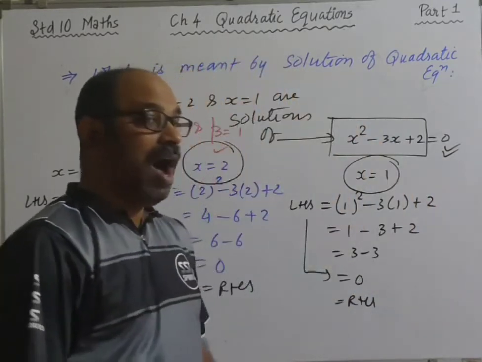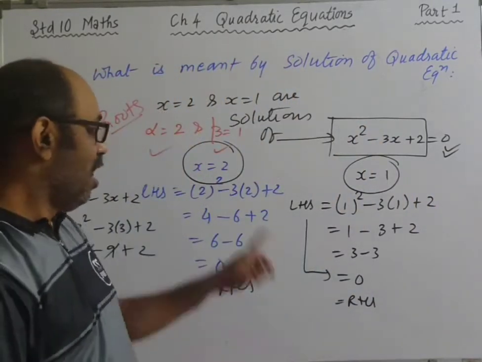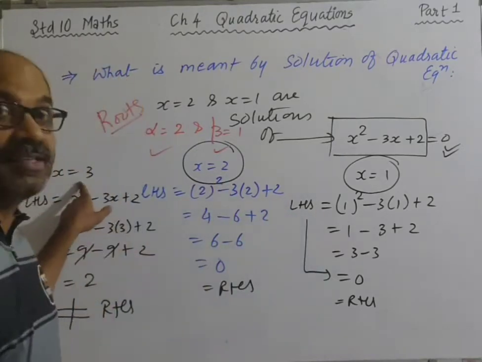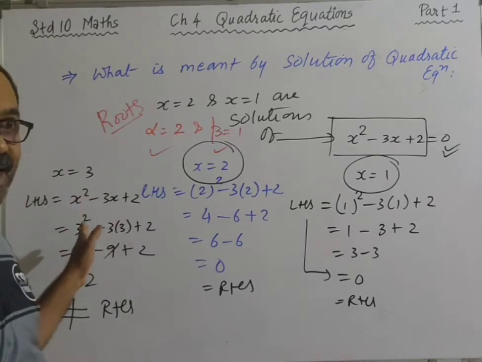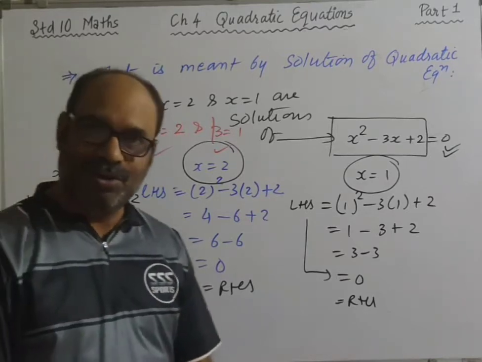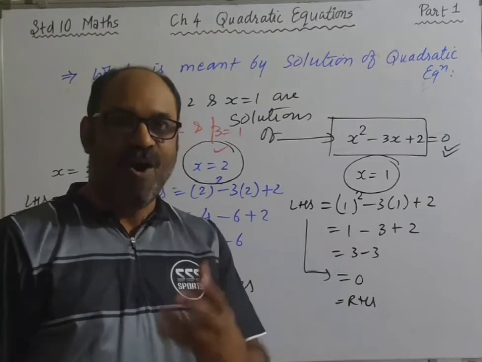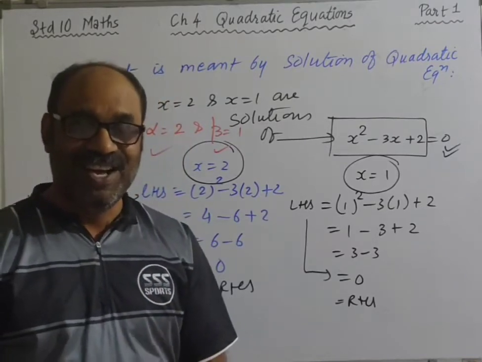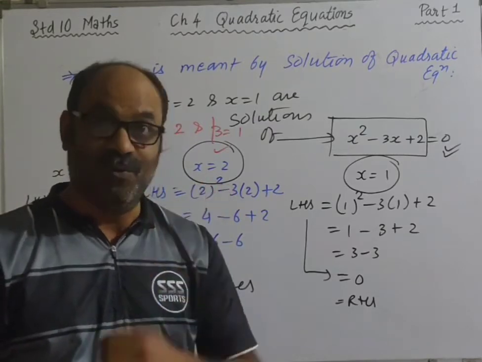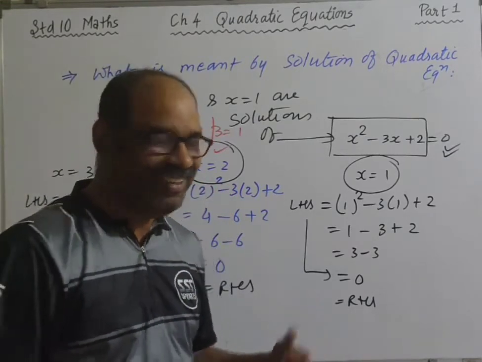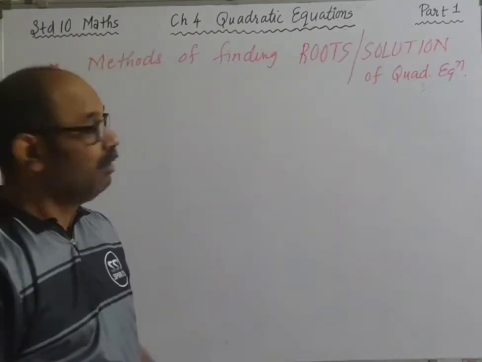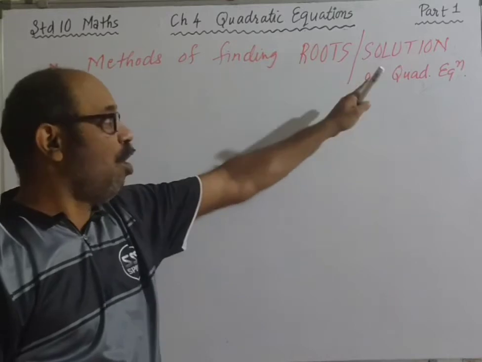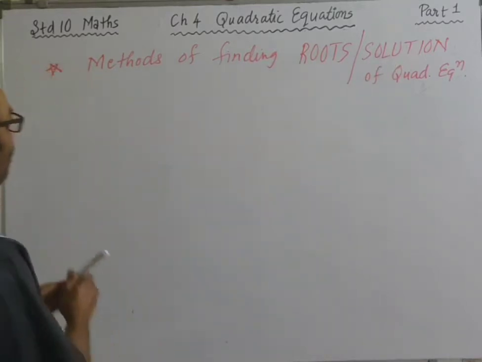Okay? Now, how to find the solution? How will you find out that x equal to 2 and x equal to 1 are solutions, and x equal to 3 is not a solution? So how will you find out the solution of a quadratic equation, or the roots of a quadratic equation? Children, there are three methods. Which are they? Let's see. Methods of finding roots or solution of a quadratic equation.